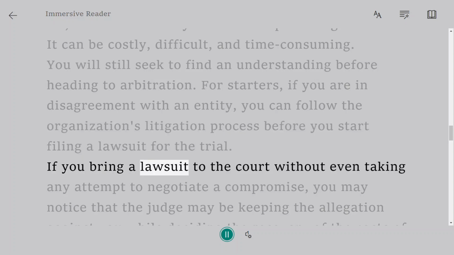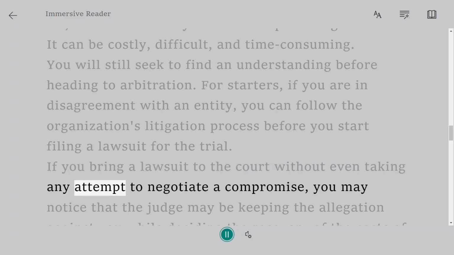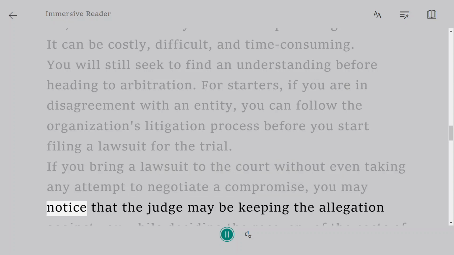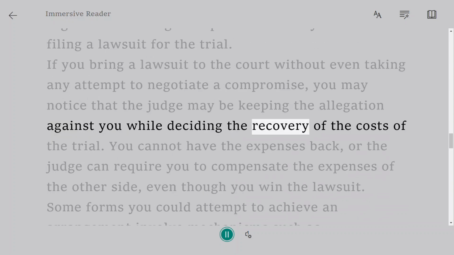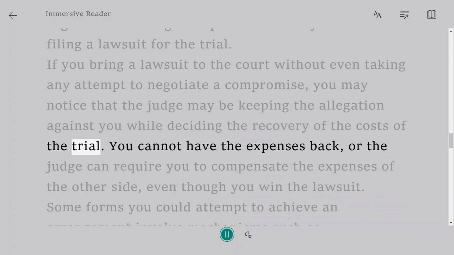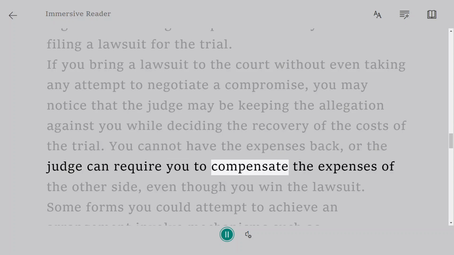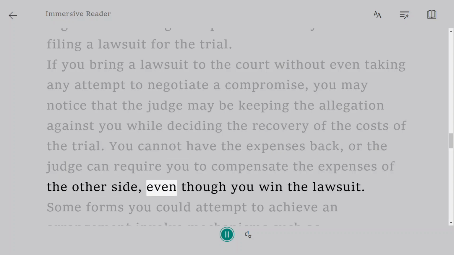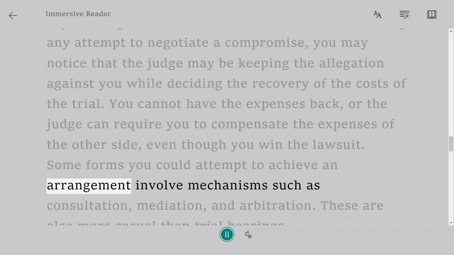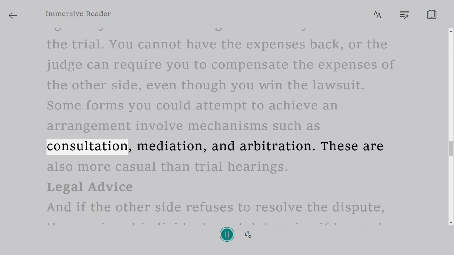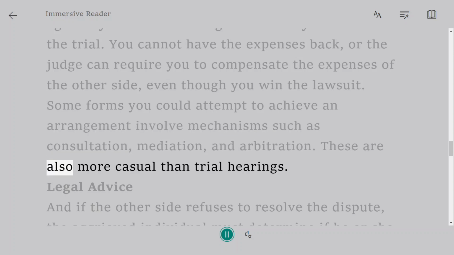If you bring a lawsuit to the court without even taking any attempt to negotiate a compromise, you may notice that the judge may be keeping the allegation against you while deciding the recovery of the costs of the trial. You cannot have the expenses back, or the judge can require you to compensate the expenses of the other side, even though you win the lawsuit. Some forms you could attempt to achieve an arrangement involve mechanisms such as consultation, mediation, and arbitration. These are also more casual than trial hearings.